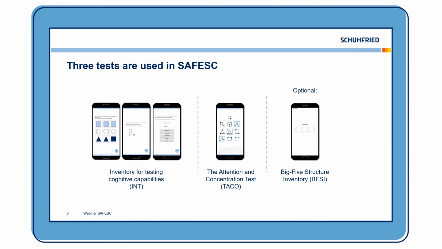We also have the attention and concentration test, or in short, TACO, and again, it is optional to apply this, but it is possible. The Big Five structure inventory, a personality questionnaire, in short, BFSI. We will not go into detail about these tests now. If you want to have more information about those tests, I recommend our webinars on those tests or a visit on our website, where you can find all information about safety screenings, as well as about more extensive tests in the safety sector.